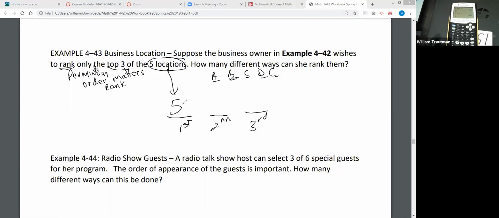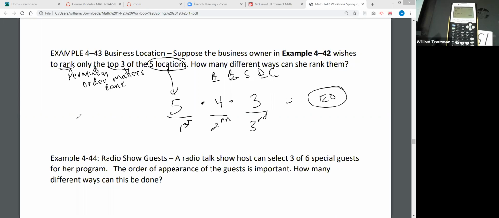If I use that location and say that location is first place, then I only have 4 locations left. And after that, I only have 3 locations left. So these 3 locations were ranked in the top 3 out of the 5 locations that we had. So this is 120. Seems like all our answers are going to be 120. Don't trust that on the test. So there are 120 different ways of ranking 5 locations in 3 spots.